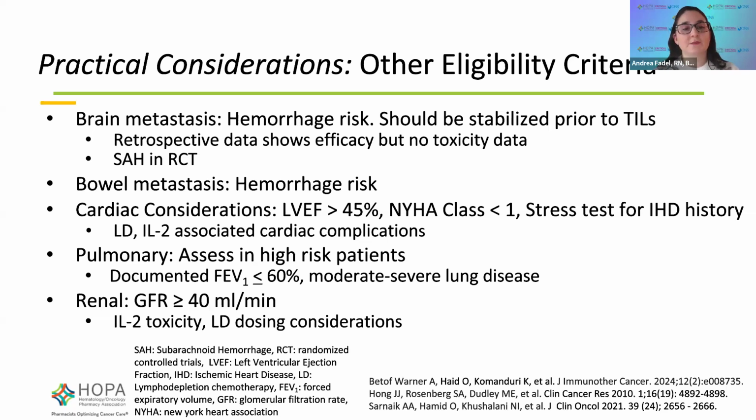Of course, renal as well. Again, we're thinking about IL-2 toxicity, but also how are we dosing that lymphodepleting chemotherapy? So we want to make sure that GFR is greater than 40 and possibly get nephrology on board. Another consideration that's not listed on here, but is equally as important would be if a product is out of spec. So if a patient's TIL cells are made, but they don't quite meet those FDA indications of at least 7.5 billion, it would be considered out of spec.